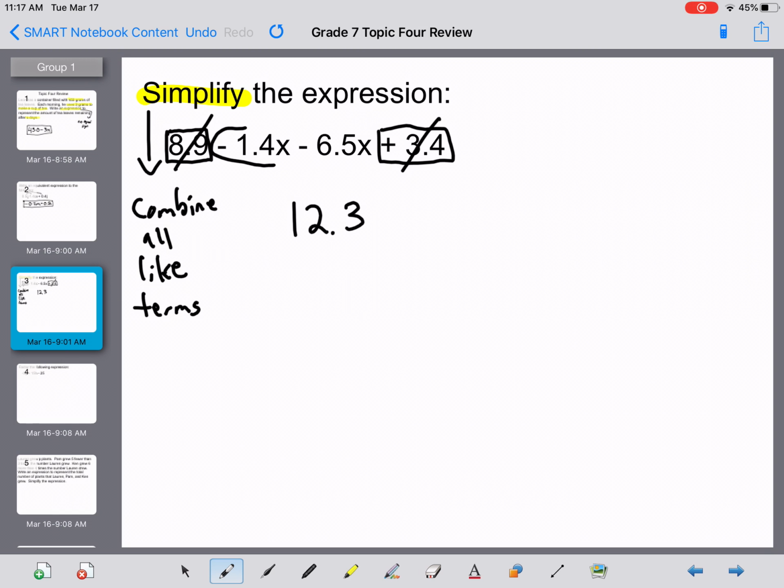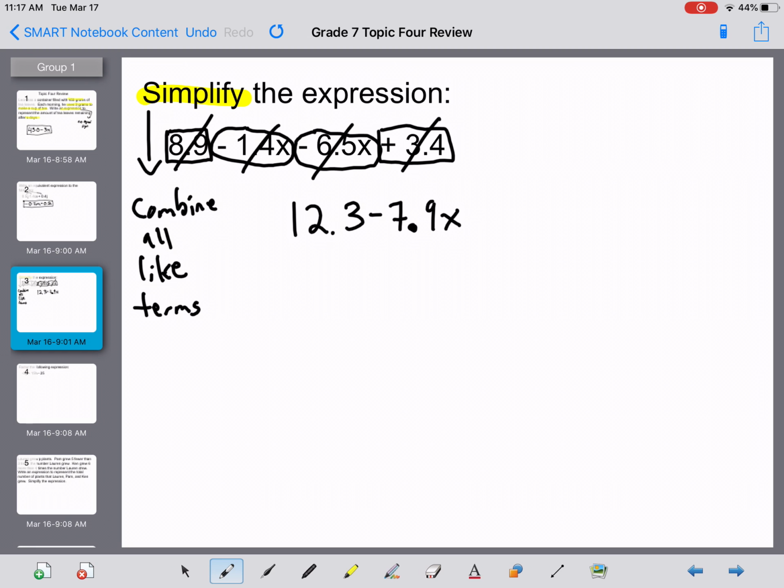The next term I come to is negative 1.4x, and the like term to that is negative 6.5x. Make sure you take the sign with them as well. Negative 1.4x minus 6.5x gives me a negative 7.9x. So I combined those two like terms. Now I look at my final answer. I notice there are no more like terms, so that can be my final answer.